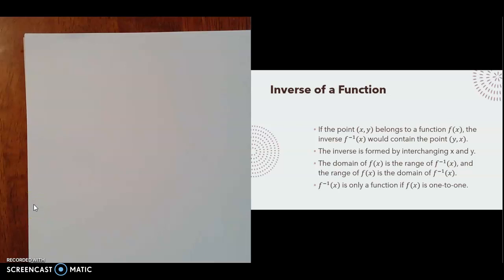Hi, welcome back to section 12.1. The next thing that we're going to talk about is inverses of a function. So let's talk about inverses.